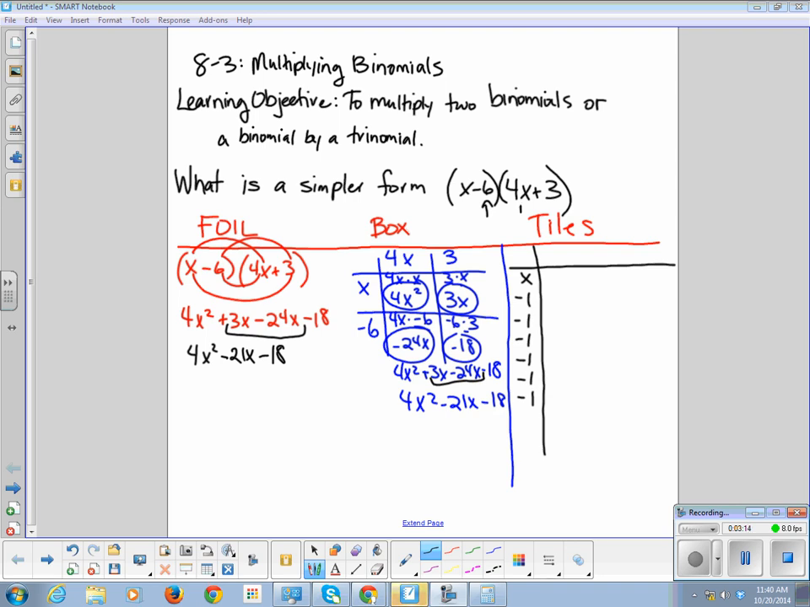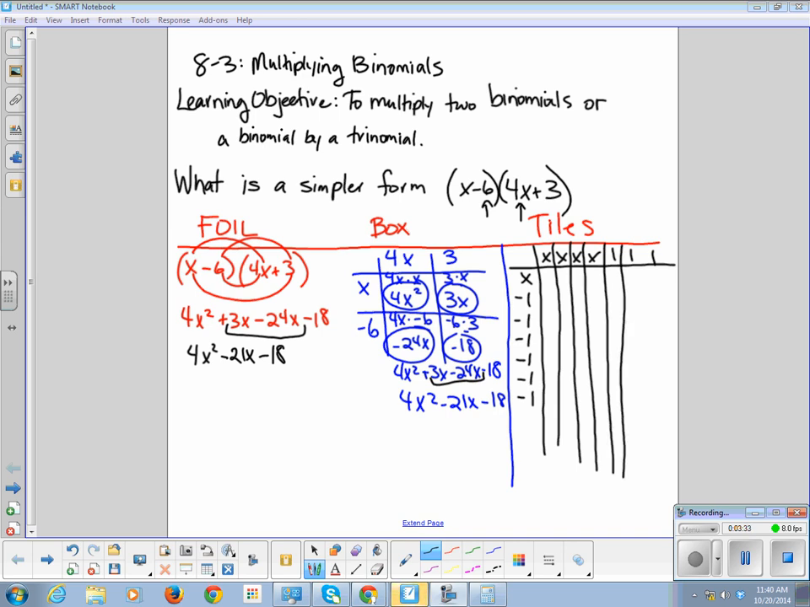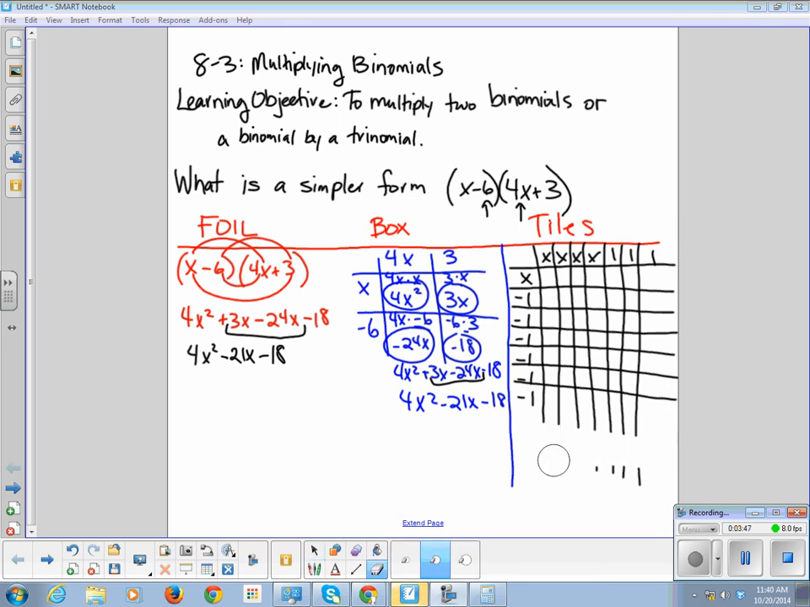In this scenario up here, I have 4 x's and I have 3 1's. So now I have a nice little chart. Let me erase my extra lines, I don't need them. Okay. So in this case, now I just multiply. I'm either getting an x squared, an x, a negative x, or a negative 1.